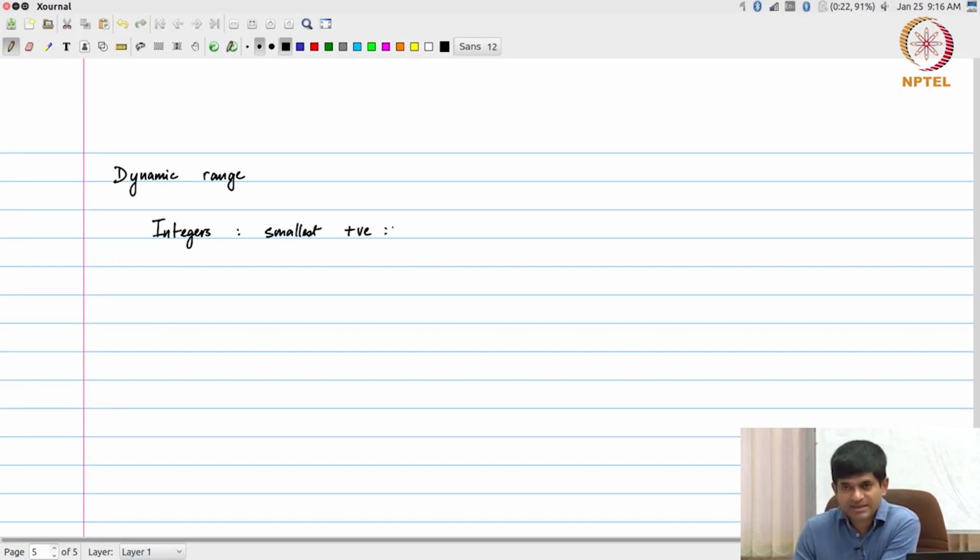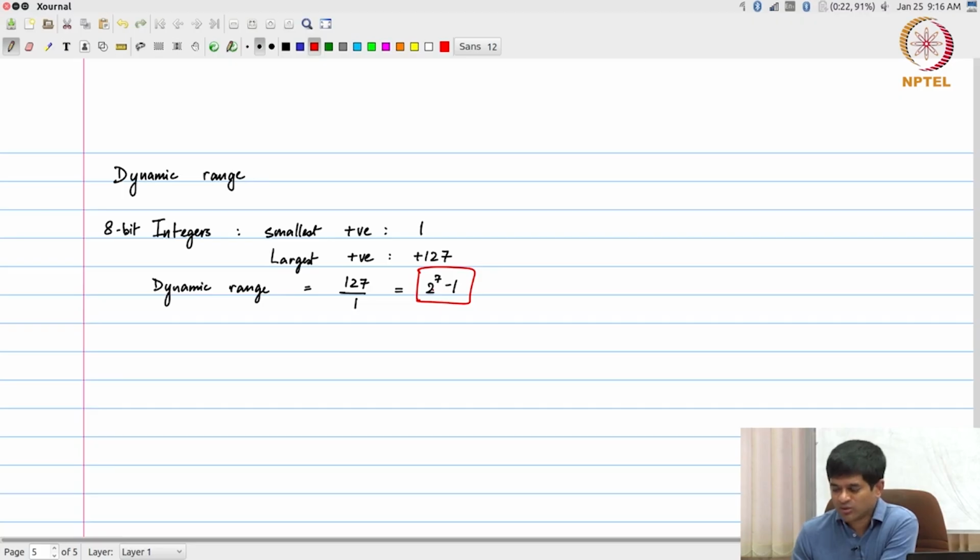So let's look at integers. Take 8-bit integers, okay? What is the smallest positive number? 1, okay? Largest positive? 127, okay? So the dynamic range is basically defined as 127 divided by 1, which is equal to 2 power 7 minus 1, okay? If I look at the negative values, it would be exactly 2 power 7, that is the range, right? The difference is small enough that I am not going to bother about it. I am just going to say 2 power 7 as the dynamic range, okay?